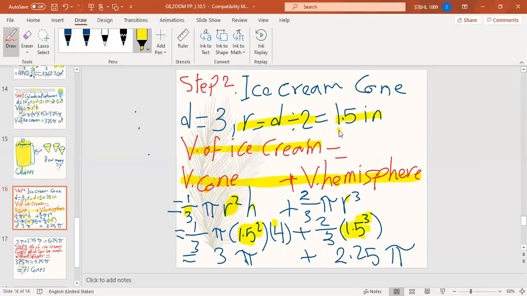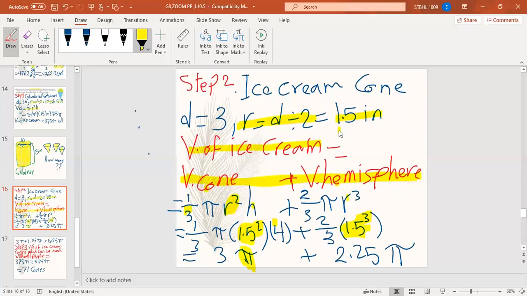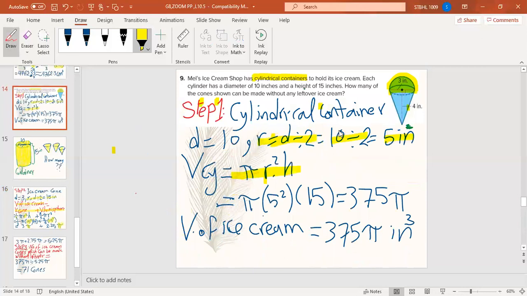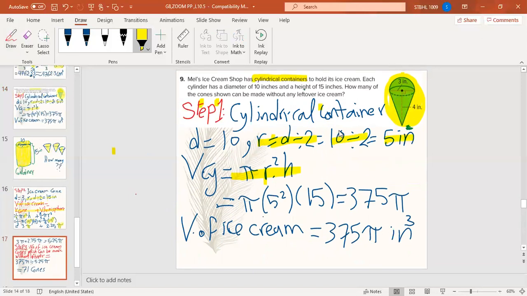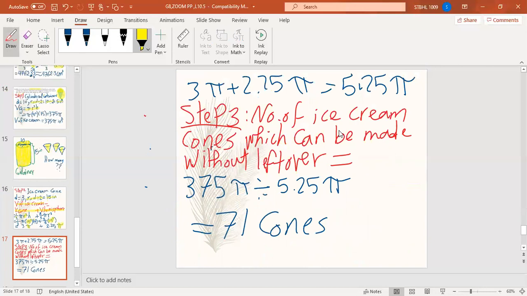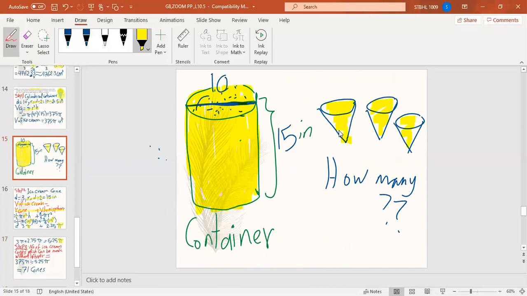And then when we solve, we get the volume of the cone equal to 3 pi and the volume of the hemisphere equal to 2.25 pi. Now we need to find the total volume of the ice cream cone, which equals 3 pi plus 2.25 pi, equal 5.25 pi.